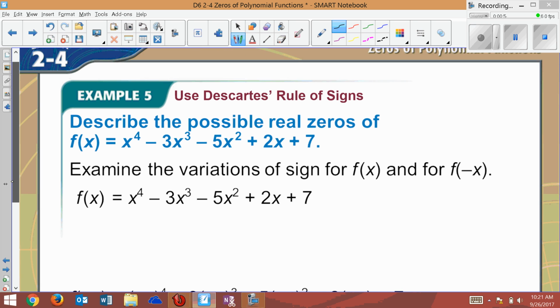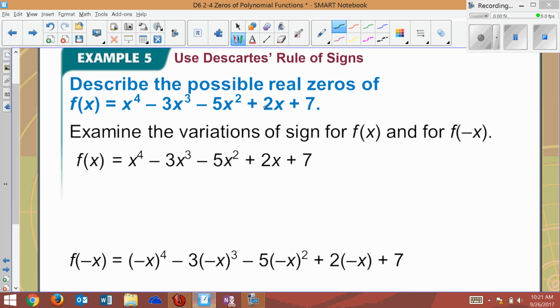So I've given us some more words. It says describe the possible real zeros. Now first, how many real zeros are there? 4 possible real zeros. Okay, so let's start with that information. We know that's true. To find out how many are positive, you just look at your equation.